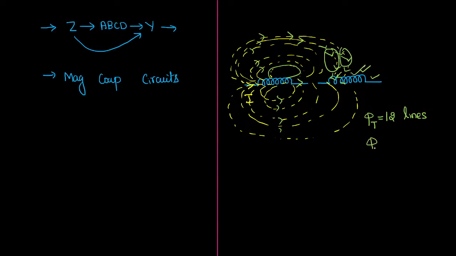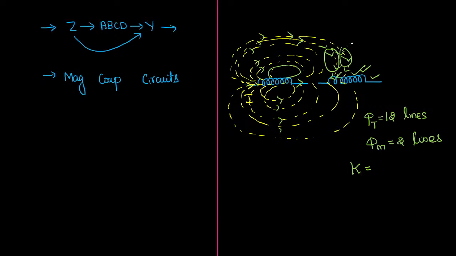So they are called mutual flux. Mutual means they are having the mutual linking between the primary and the secondary. Now here, out of this total, if I take 2, this is called the coefficient of coupling. What do you mean by coefficient of coupling?